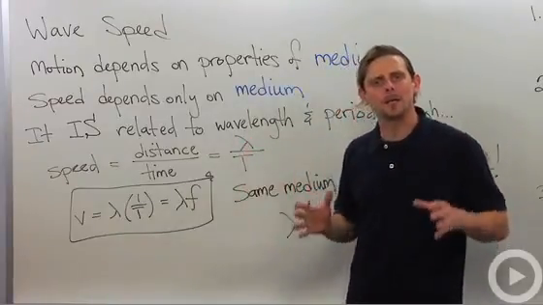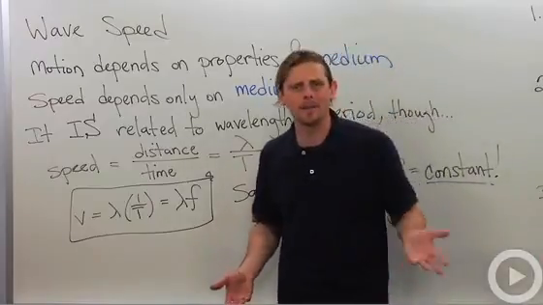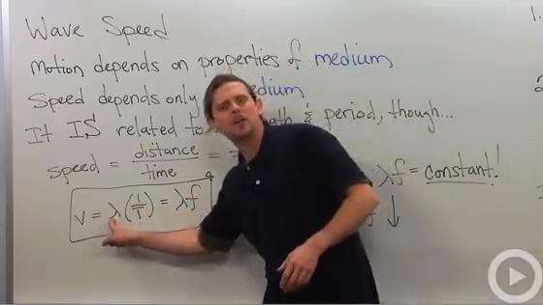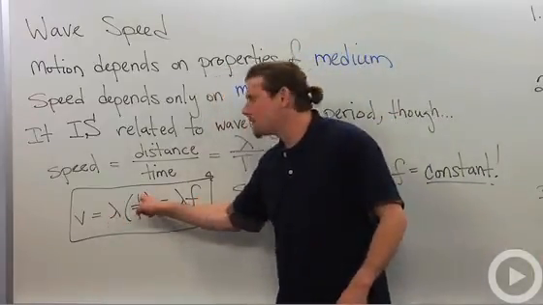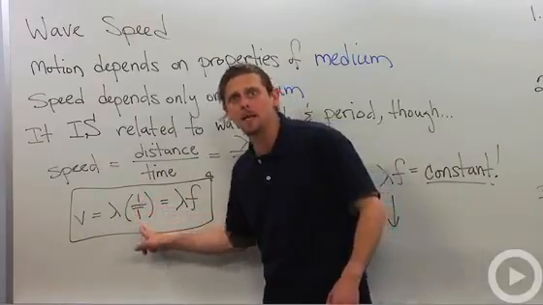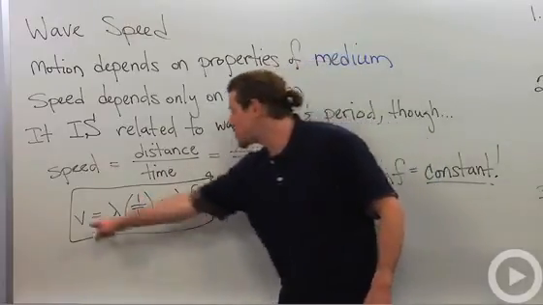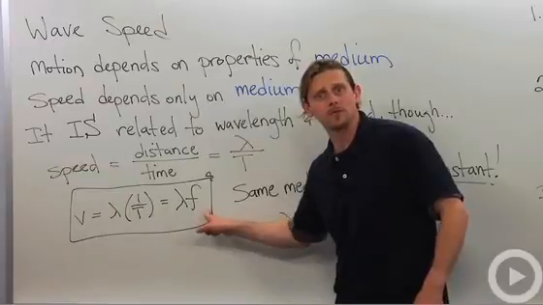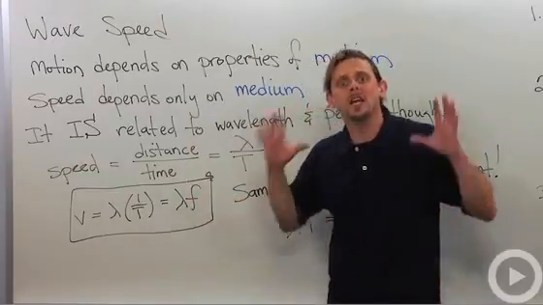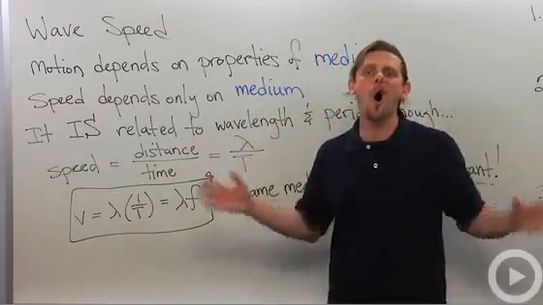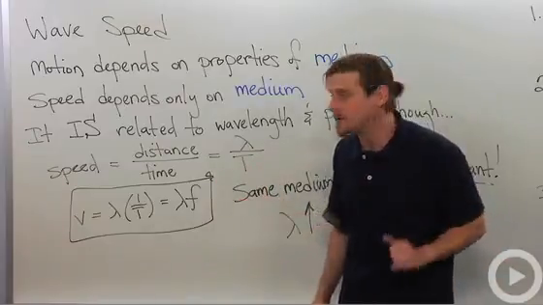Now, we can write this in a form that's more commonly seen just by taking this factor of lambda out and remembering that 1 over the period is equal to the frequency. So that means speed equals wavelength times frequency. This equation is extremely common. You'll see it all the time in this unit in physics.